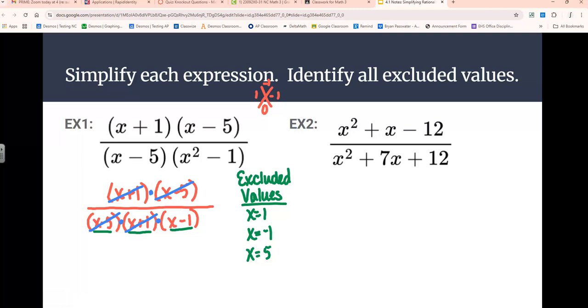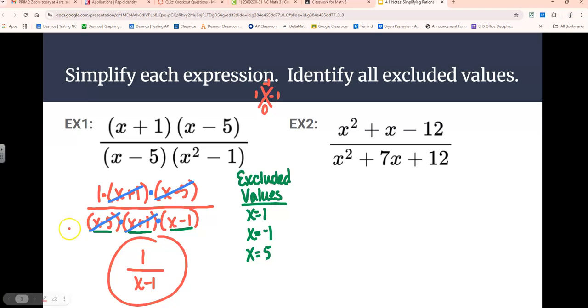What do I have to put on the top? I've got to put a 1, because if I multiply this by 1 out front, it's still equivalent, right? It doesn't change anything. So my answer here would be 1 over x minus 1. That is our simplified version of this expression.